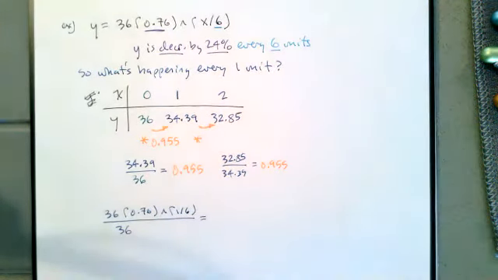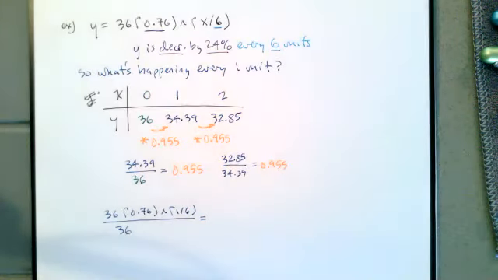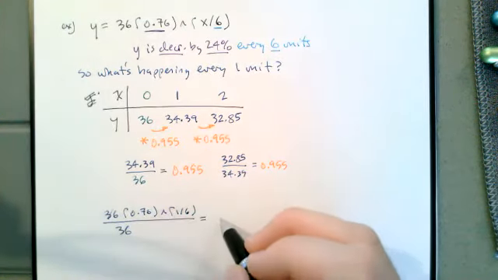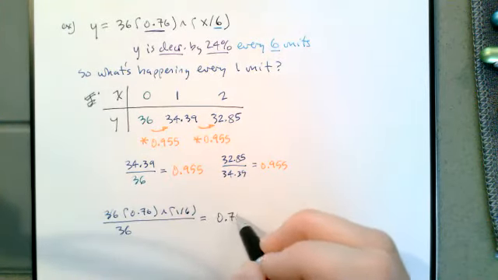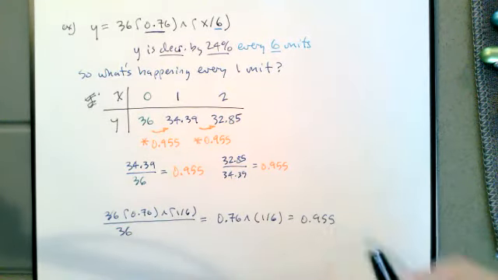If instead of just grabbing the calculator right away and making these calculations, I can see that the 36 doesn't make a difference in this 0.955. That makes sense. The 0.955 is how things are changing, not where they started, because it's a pattern of repeated multiplication. It doesn't matter where we start with y. After 1 unit, we'll be multiplying by 0.955. So it makes sense that the 36s will cancel out, and we can calculate this as 0.76 to the 1/6, which is 0.955.